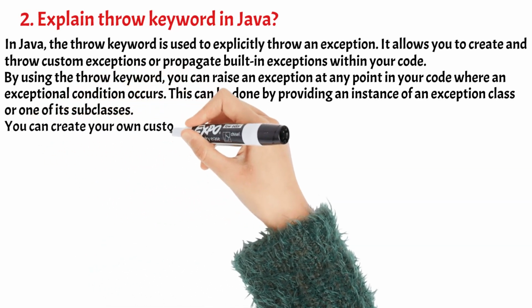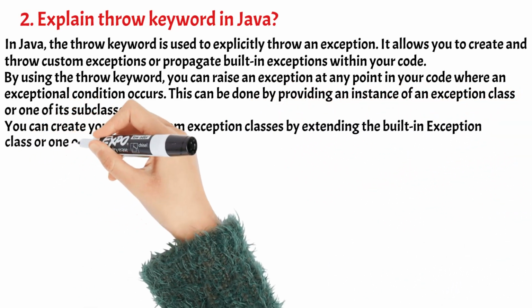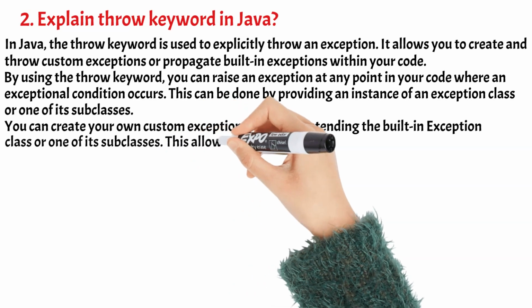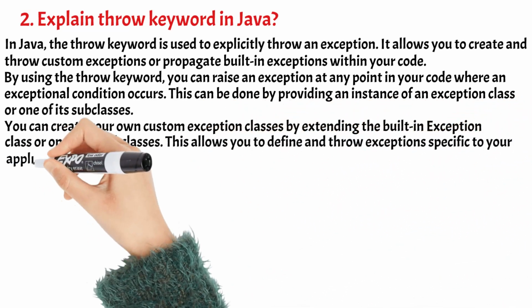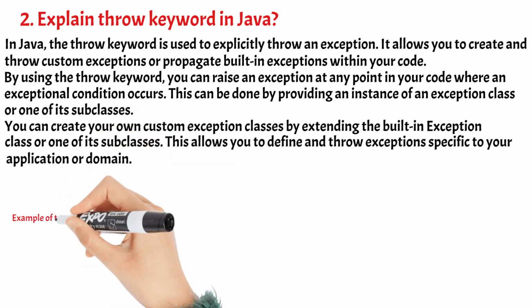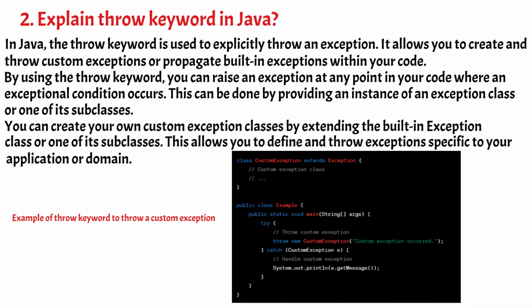You can create your own custom exception classes by extending the built-in exception class or one of its subclasses. This allows you to define and throw exceptions specific to your application or domain. Here's an example that demonstrates the usage of the throw keyword to throw a custom exception.